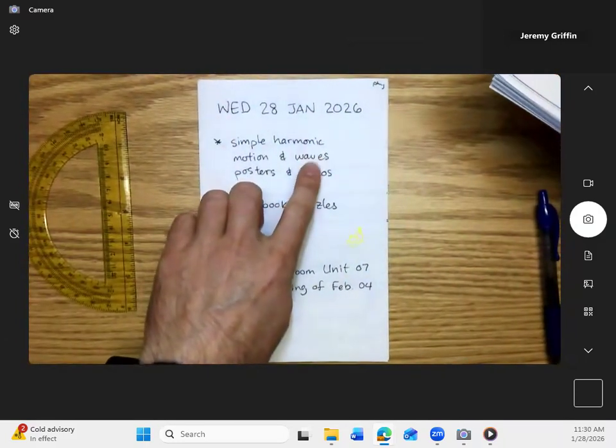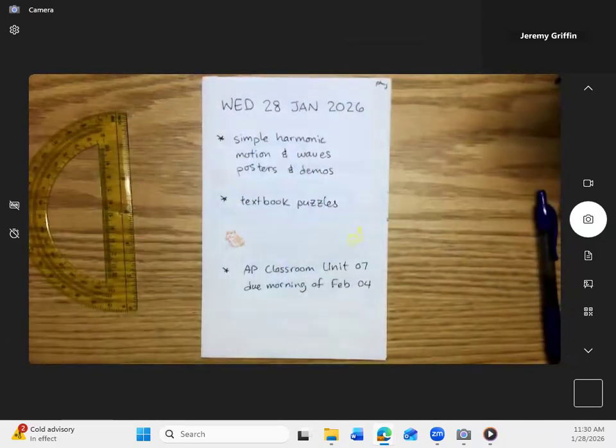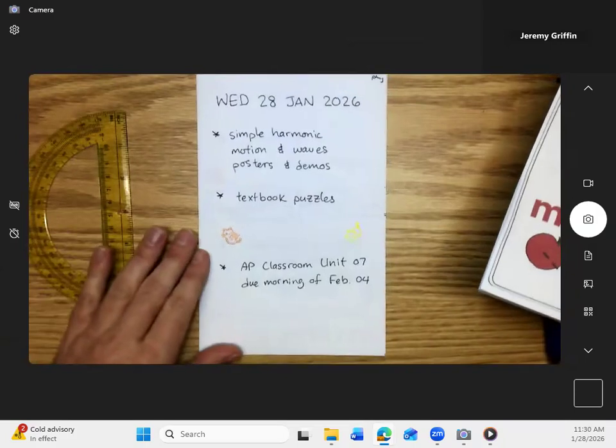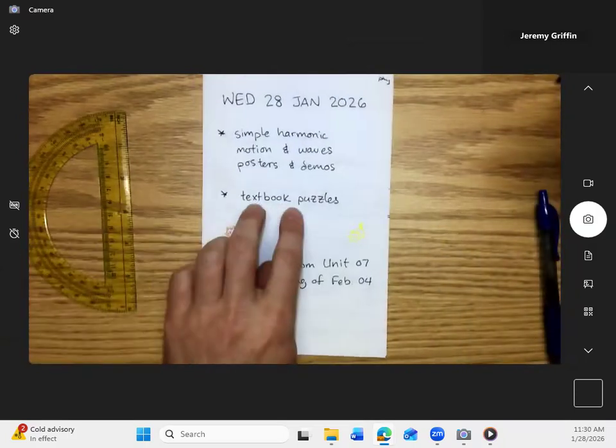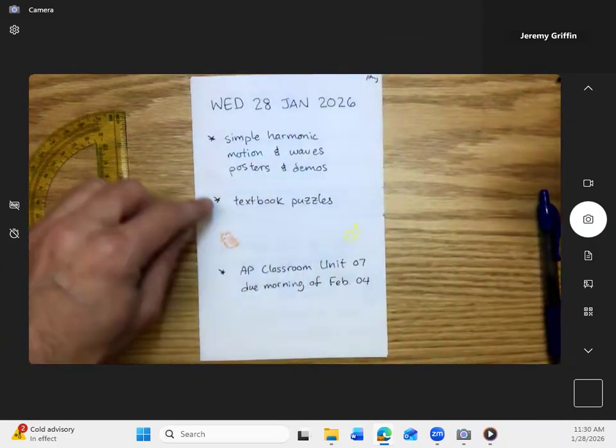AP used to ask questions about waves. They dropped that a few years ago, but I'll show you guys a little bit about waves because I think it's good to know how those work. Some classic examples. I was hoping to get to some textbook puzzles today. Wasn't able to earlier today, so we probably won't do that.